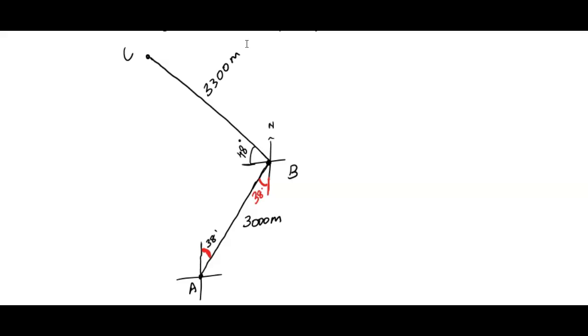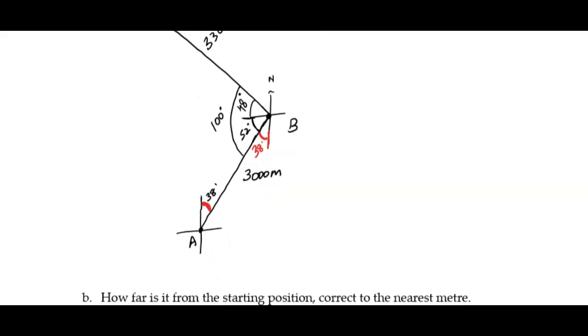Right, and 90 minus 38 is going to give me that this angle here is equal to 52 degrees, which also now gives me that the total angle inside this triangle, or angle B, is 48 plus 52 equals a 100 degree angle. And I'm just going to complete my triangle. So this part of the question is just to complete my journey, which we've already done. Moving on to part B.